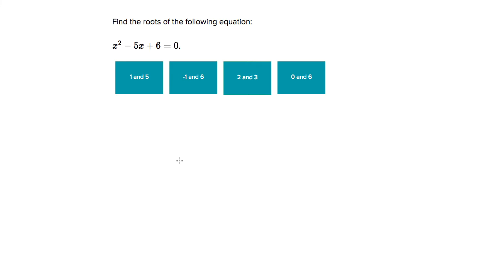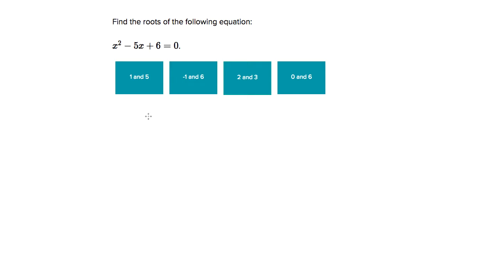This is a very straightforward problem. Find the roots of the following equation: x squared minus 5x plus 6 equals 0. When we're finding the roots of an equation, that means we are finding the numbers that we can plug in for x that will allow it to equal 0.